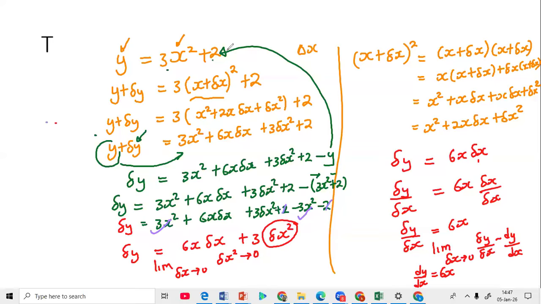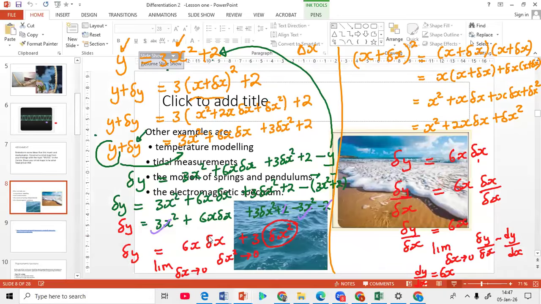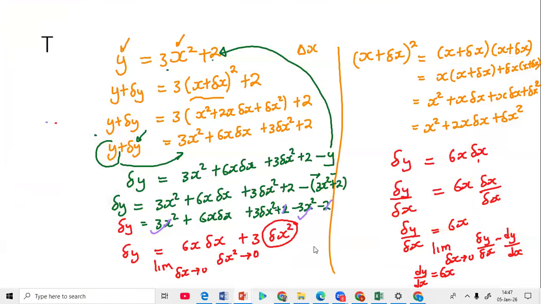Okay. So allow me to take you through the second part, or the second approach. Now, the second approach is the one of using the formula.